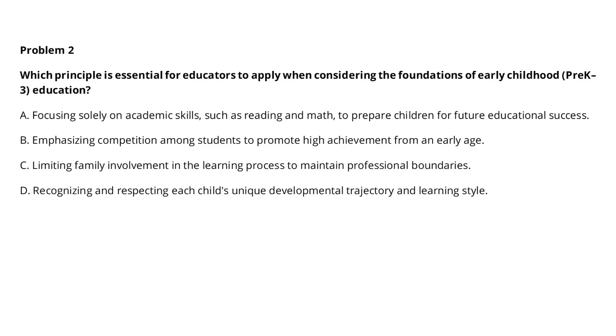C says limiting family involvement in the learning process to maintain professional boundaries. We really truly would not want to limit family involvement, especially with children who are so young. We would actually want to try and encourage parent partnerships with our youngest students, so C is not correct. D says recognizing and respecting each child's unique developmental trajectory and learning style. This is the correct answer, because recognizing and respecting each child's unique developmental trajectory and learning style is foundational to the field of early childhood education. This principle is critical because it underlines the importance of providing a supportive and adaptable learning environment that can meet the individual needs of each child.